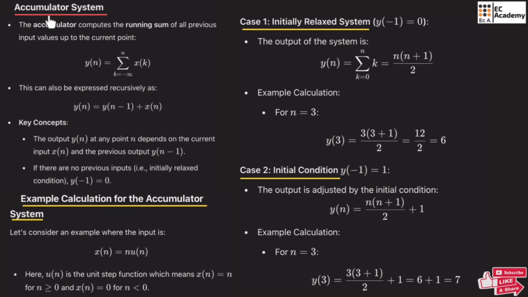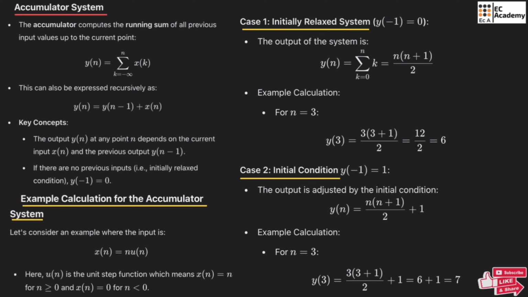Now let us understand the accumulator system. The accumulator will add, or it will take the running sum of all previous input values up to the current point. So this can be represented by y of n is equal to summation of k is equal to -infinity to n x of k. So this is the representation of the accumulator system. This equation can also be represented as y of n is equal to y of n minus 1 plus x of n. So this is the representation of the above mathematical representation.